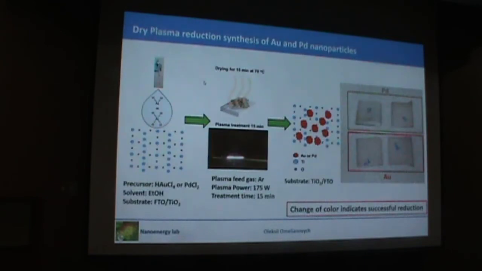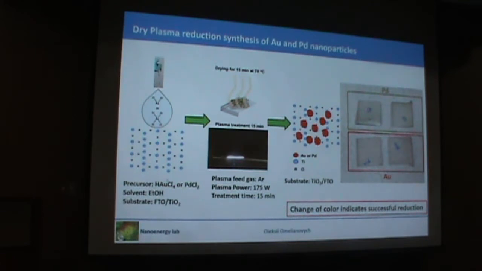In my work I mostly work with dry plasma reduction synthesis. This is atmospheric plasma synthesis, so there is no need for vacuum equipment. The typical synthesis procedure proceeds as shown on this slide. It starts with the precursor. The metal salt is dissolved in any sort of solvent.